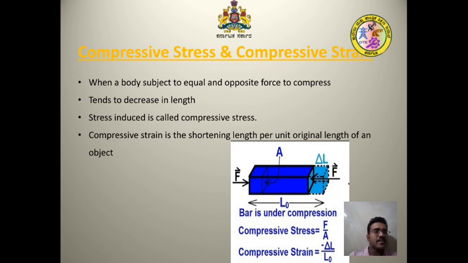Again, the same with length, right? Compressive strain is the shortening in length per unit original length of an object, whereas the tensile strain is an increase in length. Since this has been compressed, the length is shortened, but the area is increased. In the compressive strain the area will gradually increase, whereas in the tensile strain the area will gradually decrease, right? This is the compressive stress and compressive strain. Next we go to the next slide.